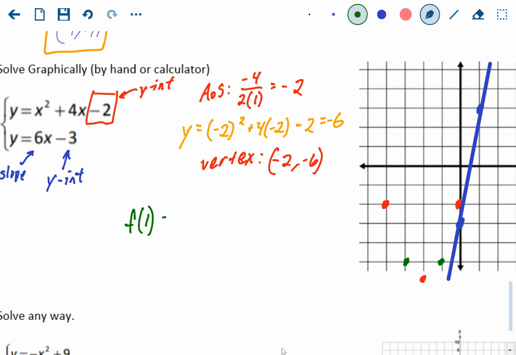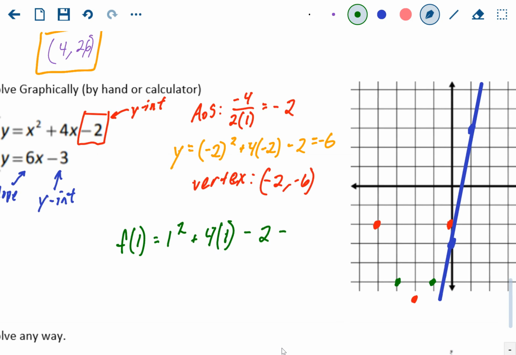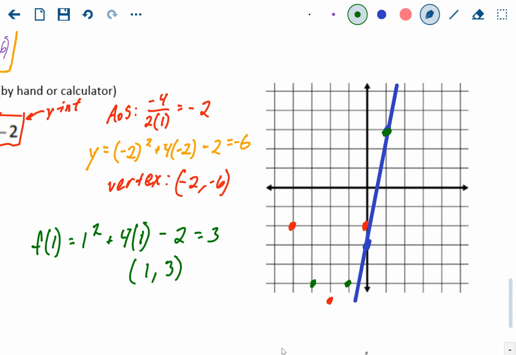If we plug in 1 into the quadratic, we're going to get 1 squared plus 4 times 1 minus 2, which is 3. So our extra point is going to be the point 1, 3, which happens to be the same point that's on our graph currently. So if we were to graph this parabola, this one has one solution at the point 1, 3.